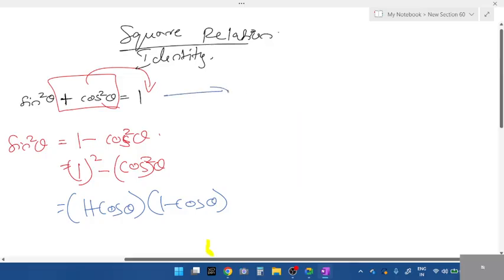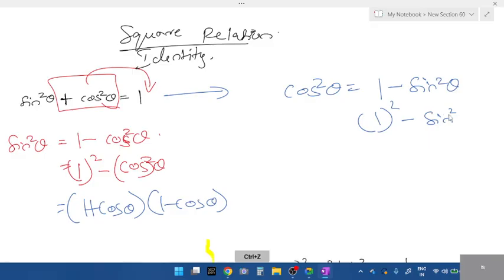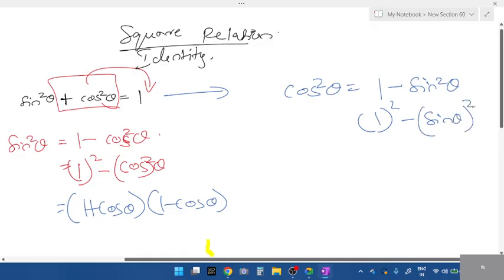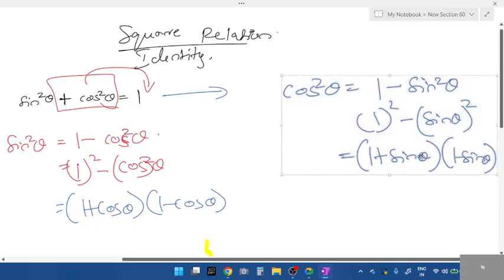Next. The same formula, students, same formula. If I want to find cos square theta, what happens to sin square theta if it goes to the other side? 1 minus sin square theta. I can write 1 square minus sin theta the whole square. So again here I can use the a square minus b square concept. A square minus b square is 1 plus sin theta into 1 minus sin theta. Yeah, make a note of this.